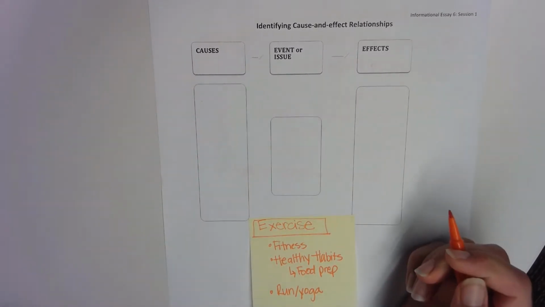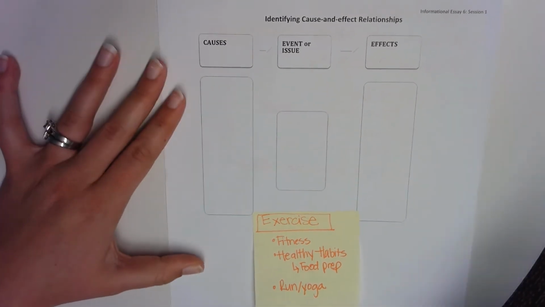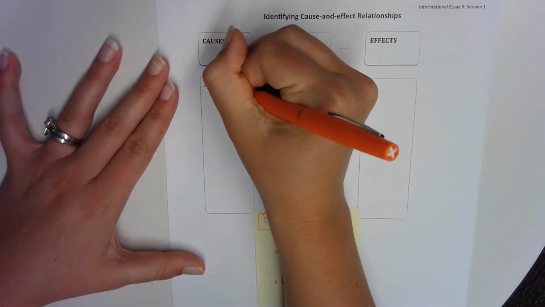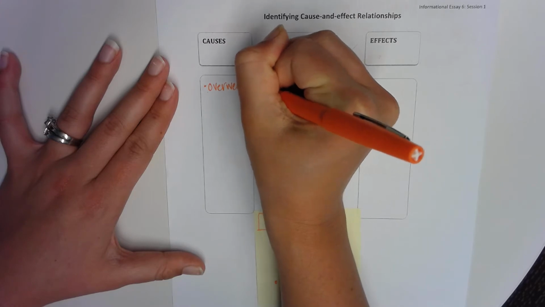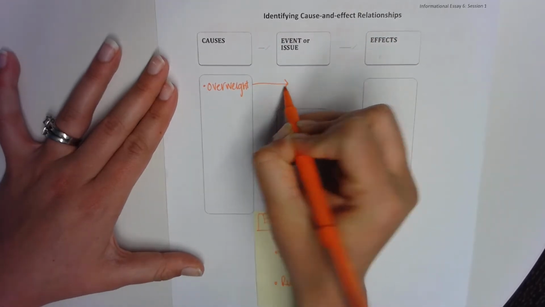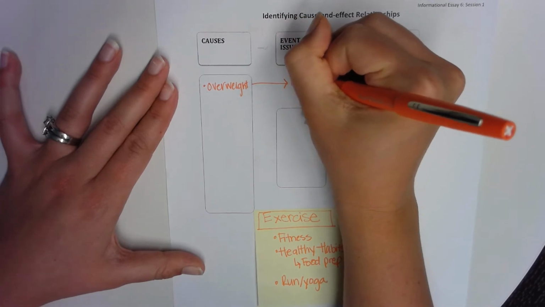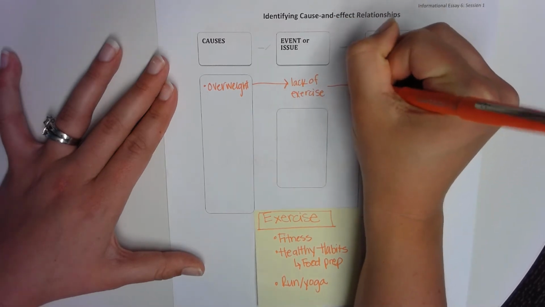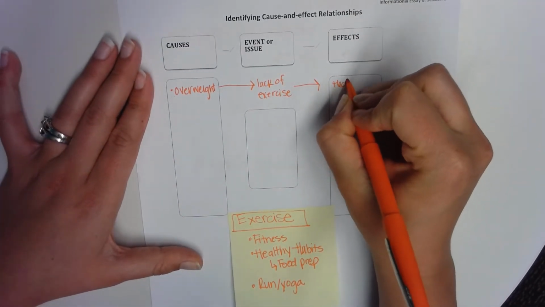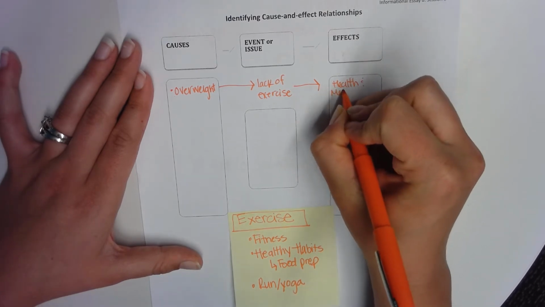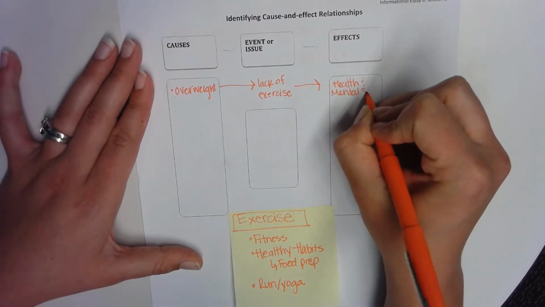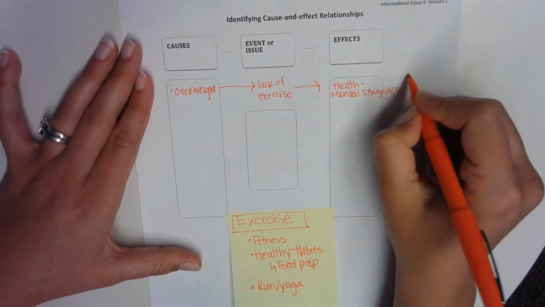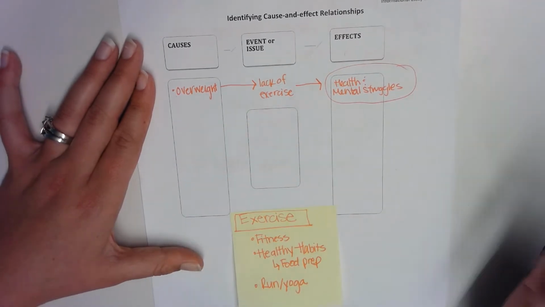So obviously, exercise is a part of a lot of different causes and effects, okay? So I could talk about how overweight is because of lack of exercise, which then leads to health issues and mental struggles. Depression, anxiety, that's out there. I would need to learn more about this, but that is out there. So I could go that route.